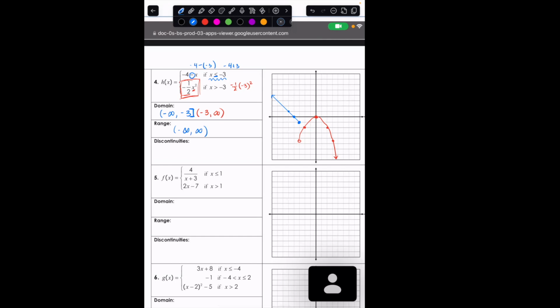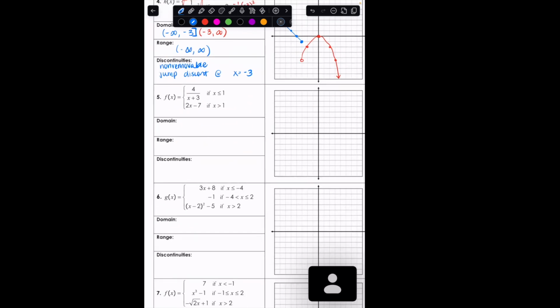And then discontinuities. For discontinuities here, this is going to be very similar to the last one. It is definitely discontinuous because there's an issue right here. I have to pick my pencil up to get back to the graph. And again, this is called a jump discontinuity. So, non-removable jump discontinuity at x equals -3. All right. Like I said, we're going to do something similar to 5 in just a second.